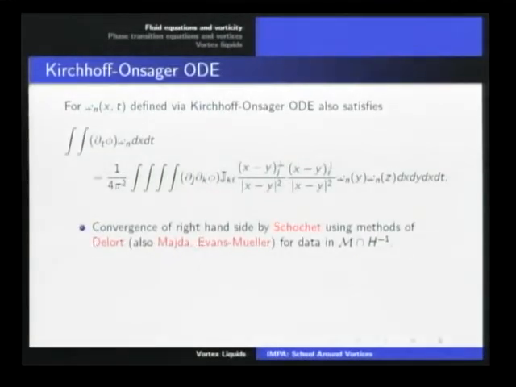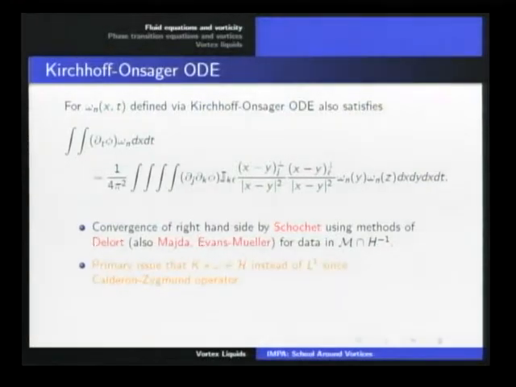Okay. So the convergence on this right-hand side is non-trivial. This was done by Chauchet for this point vortex method using methods of Delors, and there are also alternative proofs by Maida and Evans-Mueller for data that's in measure, but also a little bit better. That's an H-1. So vortex sheet initial data. So there is some consistency.